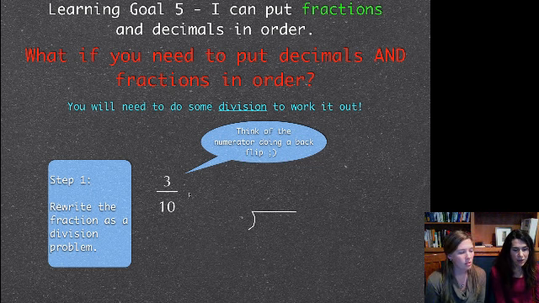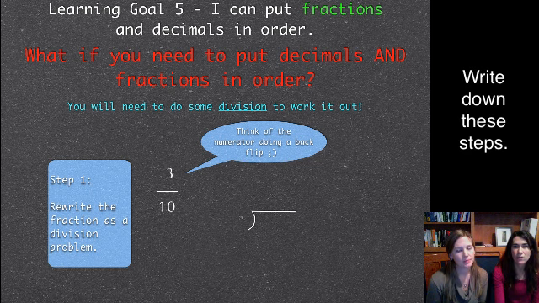So step 1, if you need to pause and jot this down, do that. Step 1 is just rewrite the fraction as a division problem. You can think about it like this little numerator is going to do a little backflip and end up in our little division house over here. So there's our numerator now. And now our 10 goes over here.